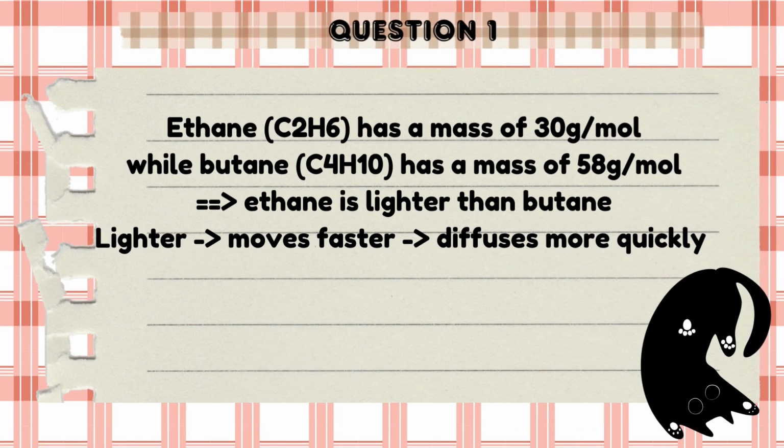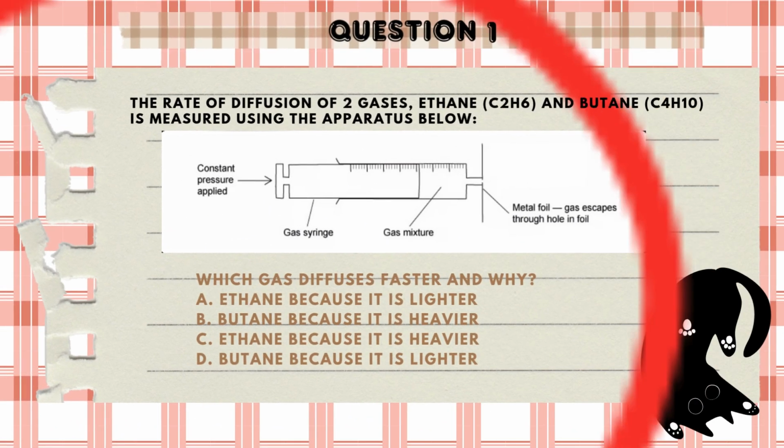Let's reflect on diffusion. Diffusion is just the movement of gas from high concentration to low concentration area. A gas moves faster when it is lighter, so we have to determine which gas has the smaller mass. You can write out the mass of each gas like this, or just look at the number of atoms in ethane and butane. Ethane has 2 carbon and 6 hydrogen, while butane has 4 carbon and 10 hydrogen. So of course butane is heavier than ethane. This means that ethane will move faster. So A is the correct answer.